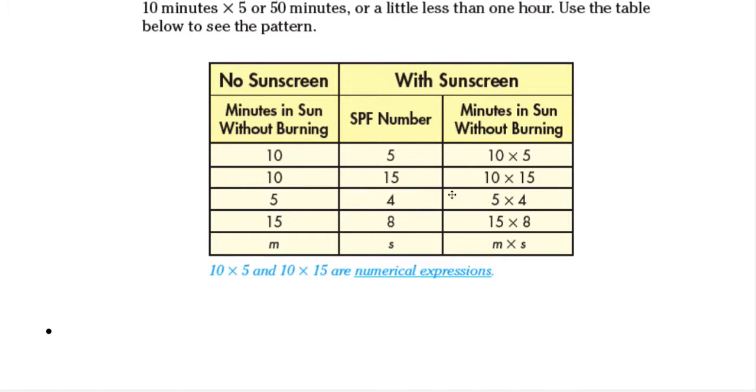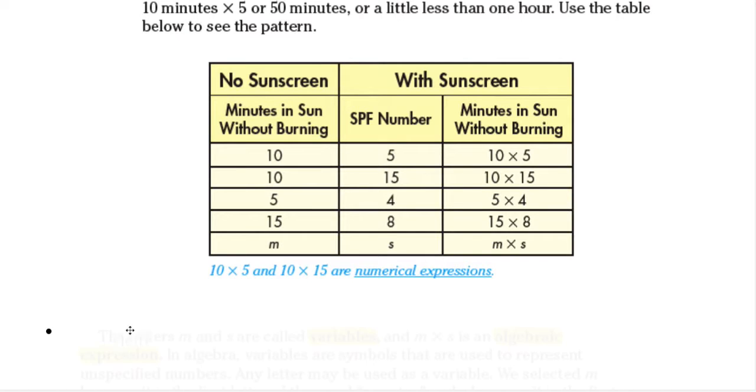We can represent all these numbers, the minutes in the sun without burning, as M, and the SPF number as S. If we represent the minutes in the sun without burning as M and the SPF number as S, the minutes in the sun without burning would be M times S. If you notice, in this case 10 times 5 and 10 times 15 are what we call numerical expressions. Numerical expressions, if you recall, are simply a combination of numbers with at least one operation. That's a numerical expression.